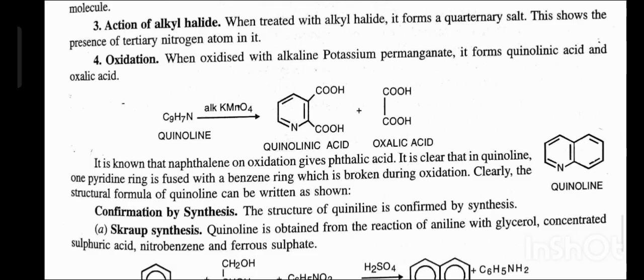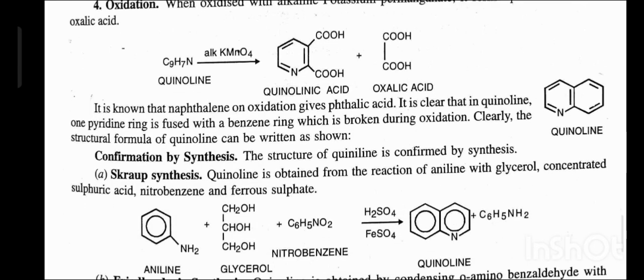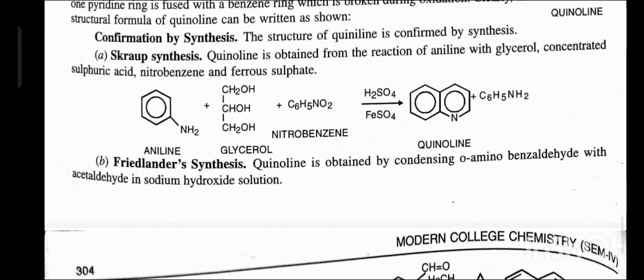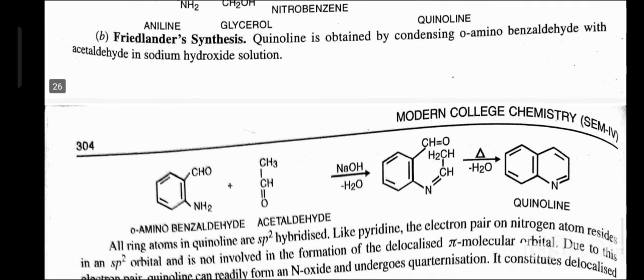Confirmation by synthesis. The structure of quinoline is confirmed by synthesis. First, Skraup synthesis. Quinoline is obtained from the reaction of aniline with glycerol, concentrated H2SO4, nitrobenzene and ferrous sulfate. Second, Friedländer synthesis. Quinoline is obtained by condensation of ortho-aminobenzaldehyde with acetaldehyde in sodium hydroxide solution.